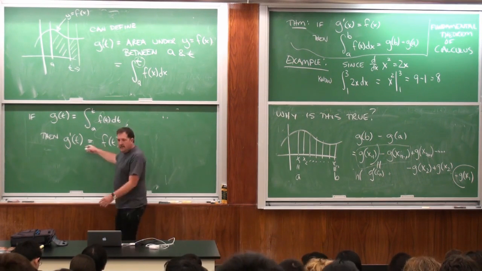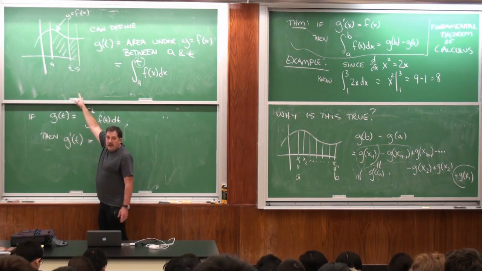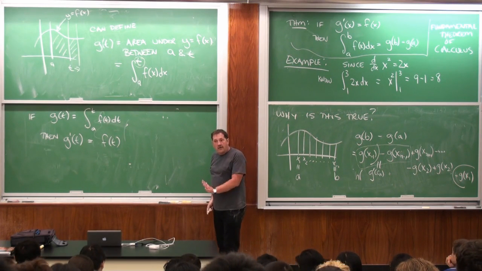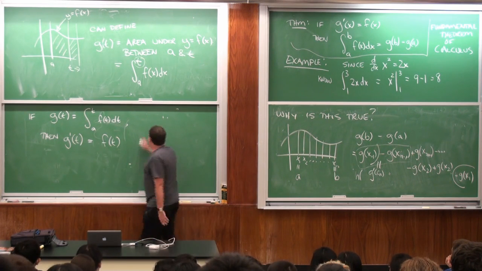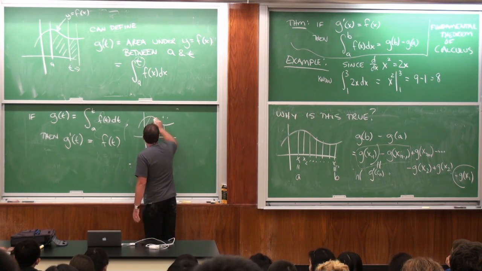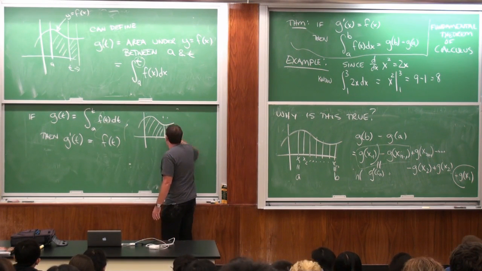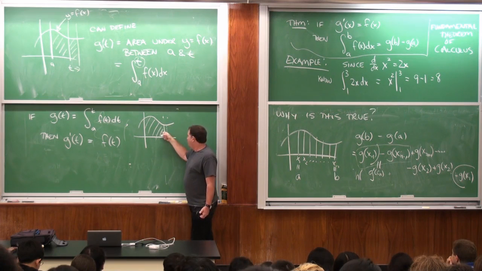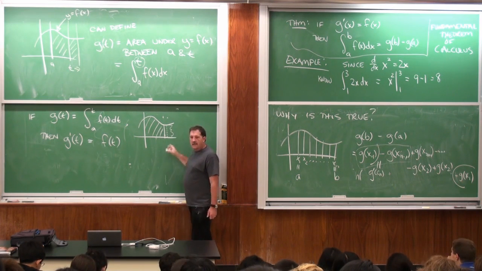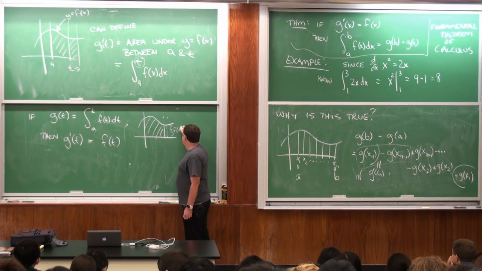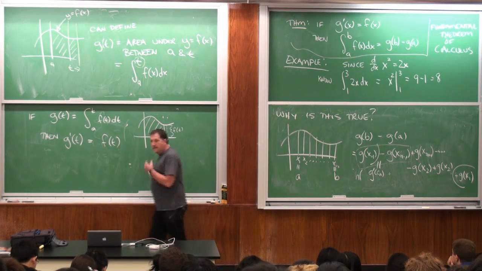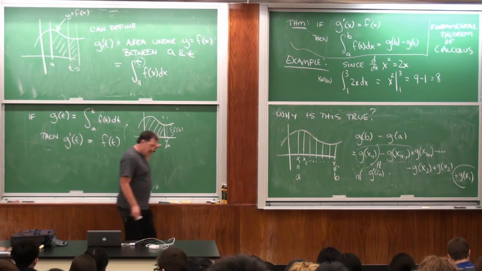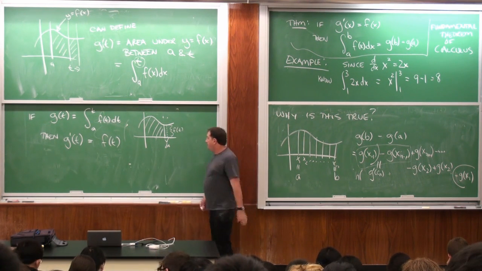In terms of a picture, this is telling me that the rate of change of the area is just the function. I want to look at the area, I move the end a little bit, how much did the area change? Well, it's just the height of the function times how much I moved it. So those two things are related. This one is a little more subtle, but it's also extremely important.